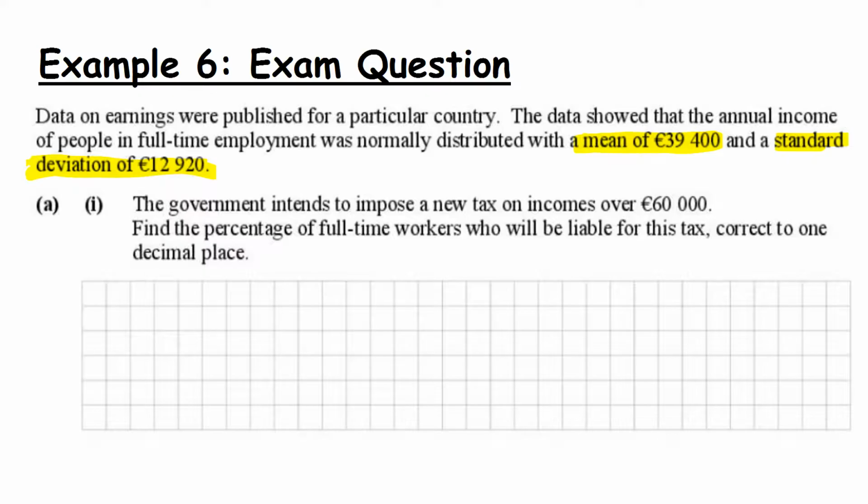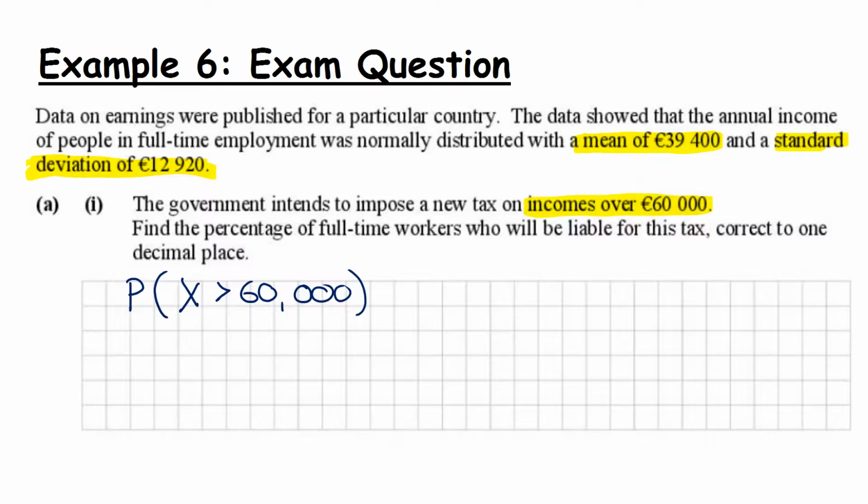So government intends to impose new taxes to incomes over 60,000. Okay. Find the percentage of full-time workers who will be liable for this tax correct to one decimal place. So they want us to find, well, the probability or the percentage, if it's the same thing, that income, which is a random variable, x, is over 60,000. So this is what we start with. So we have to be able to create this mathematical statement that the probability that x is greater than 60,000. That's what we're looking for.